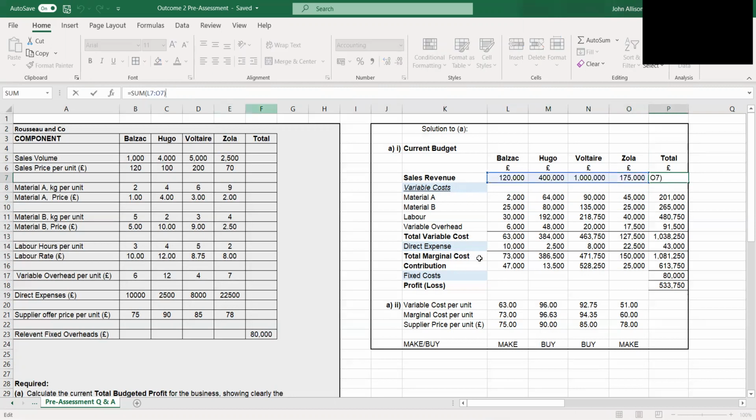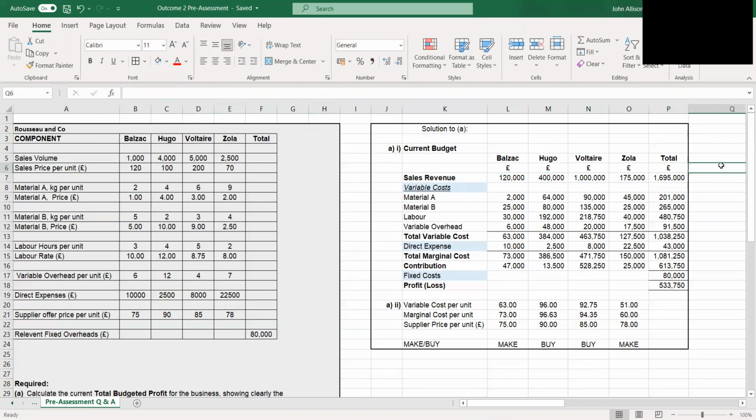I then get the total sales revenue generated for the firm Rousseau & Co., which is 120,000 plus 400,000 plus a million plus 175,000. So I've just added these together, and that'll give me 1,695,000. Then move on and calculate the variable costs. The variable costs will be the material costs, the labour hour rate, and the variable overhead.